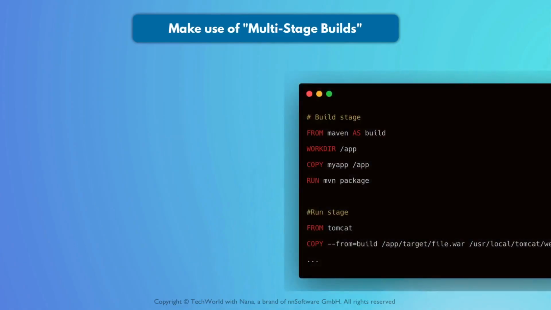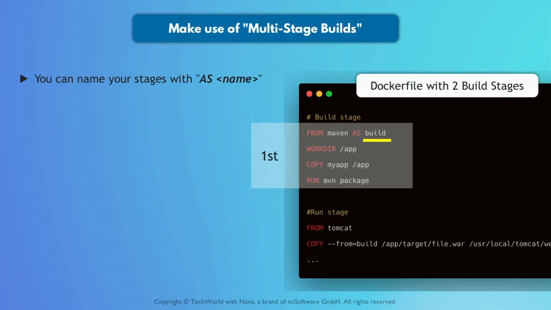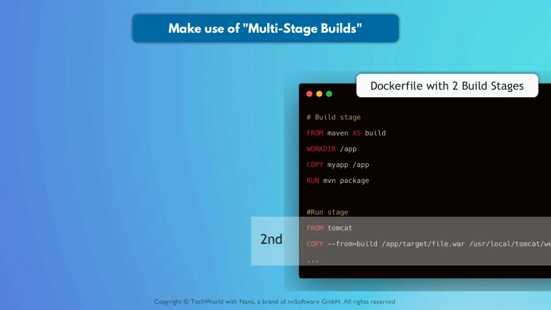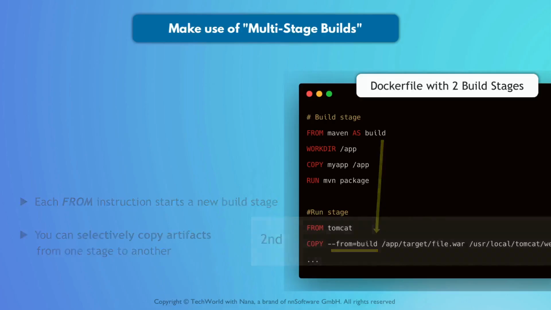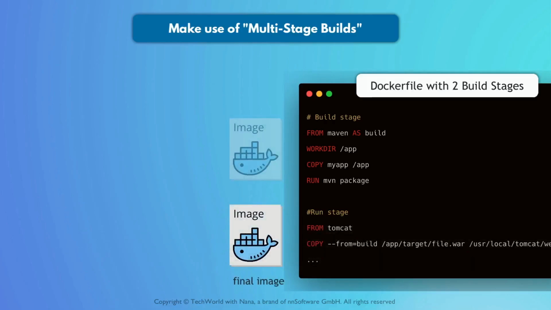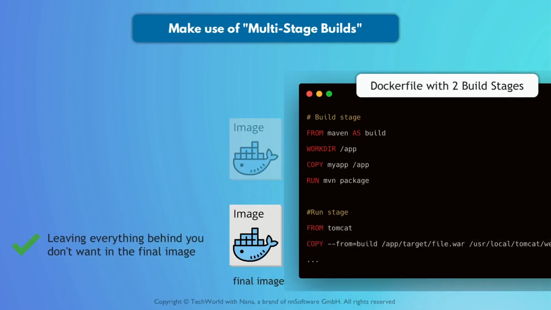This is an example Dockerfile with two build stages. The first stage, which we call build, specified like this, is used to build the Java application using Maven tool. And in the second stage, which starts from here with directive FROM Tomcat, we use the files generated in the previous build stage and copy them in the final image. So the final application image is created only in the last stage using these two lines. And all the files and tools that we used in the first stage will be discarded once it's completed.